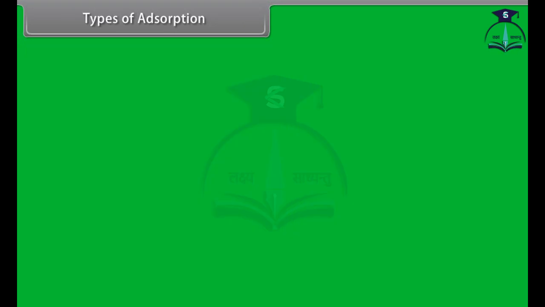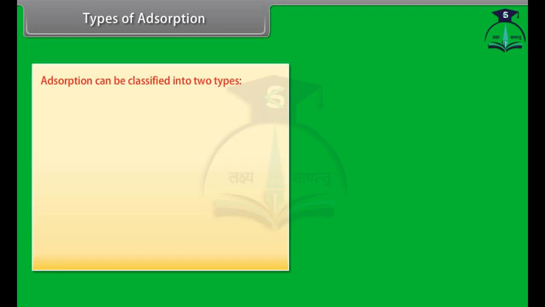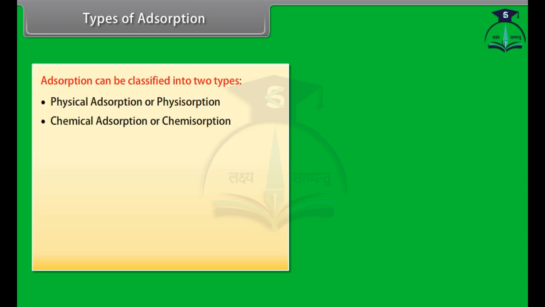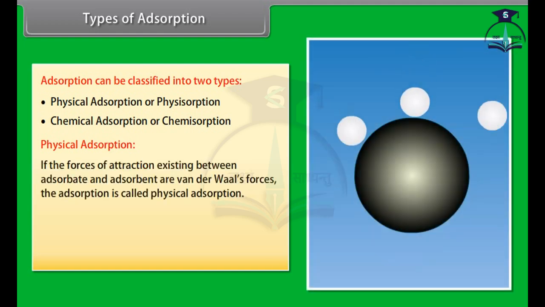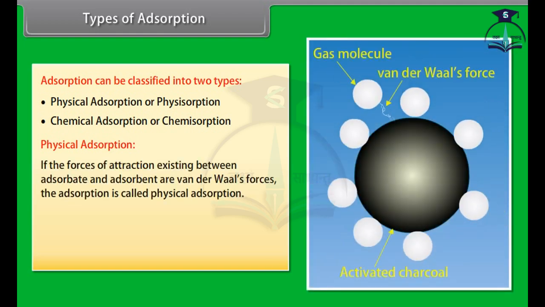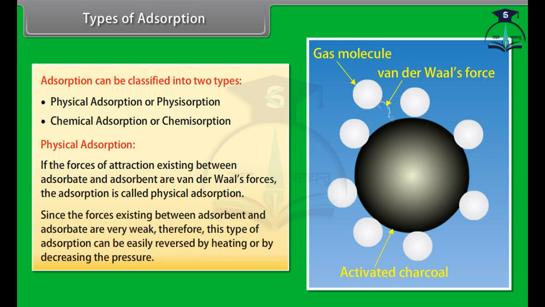Types of adsorption. Depending upon the nature of forces existing between adsorbate molecules and adsorbent, adsorption can be classified into 2 types: physical adsorption and chemical adsorption. Physical adsorption. If the forces of attraction existing between adsorbate and adsorbent are van der Waals forces, the adsorption is called physical adsorption. Since these forces are very weak, this type of adsorption can be easily reversed by heating or by decreasing the pressure.